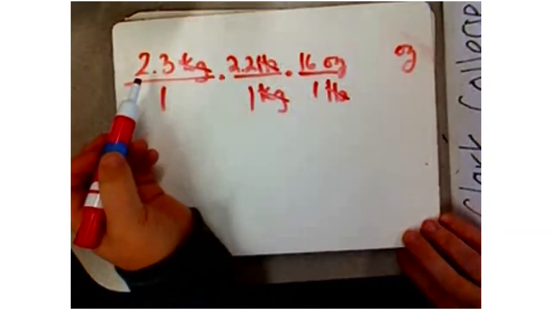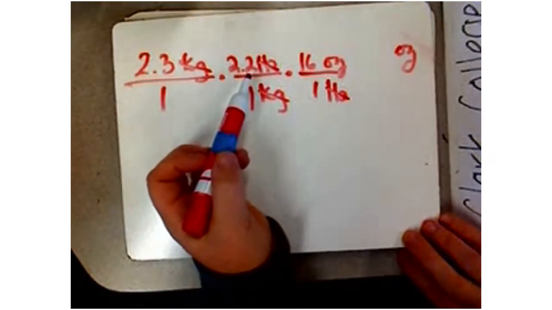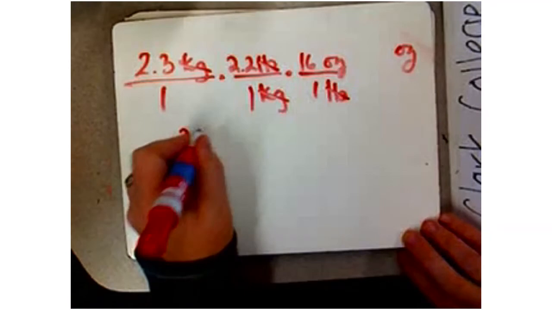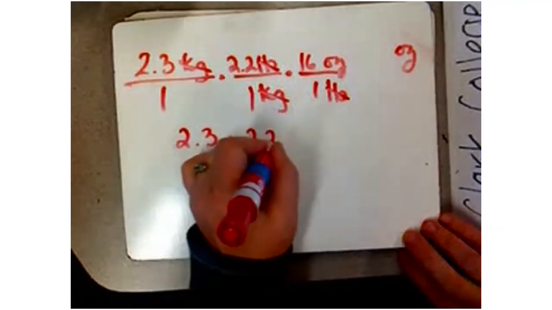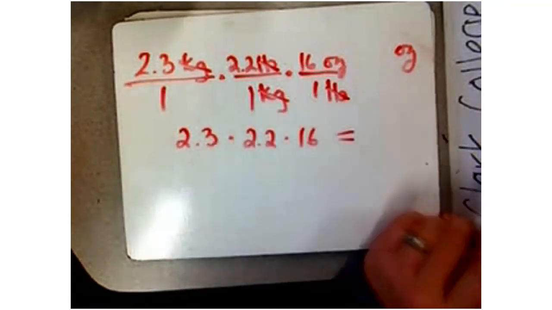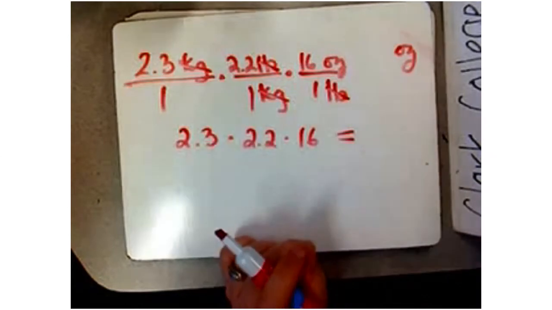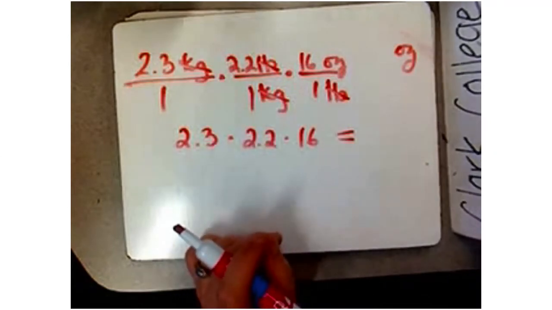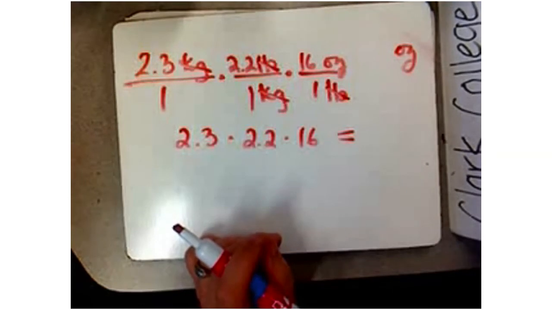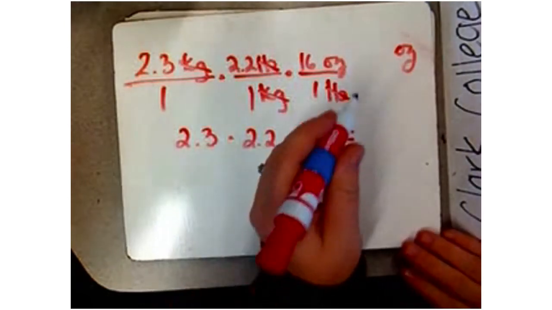And so then we do 2.3 times 2.2 times 16, and that's going to give us our ounces. And again, you can use your calculator. 2.3 times 2.2 times 16 equals 80.96.